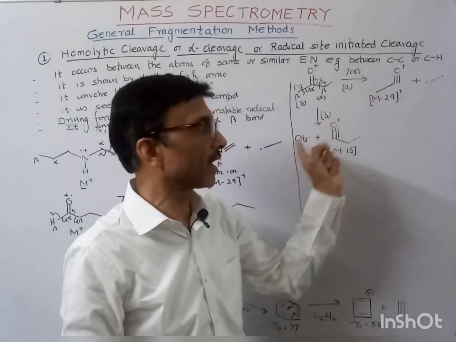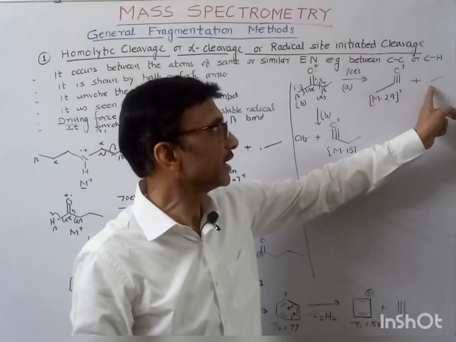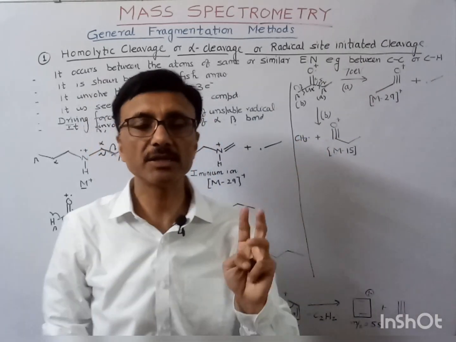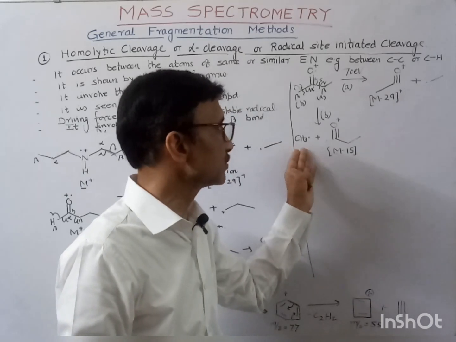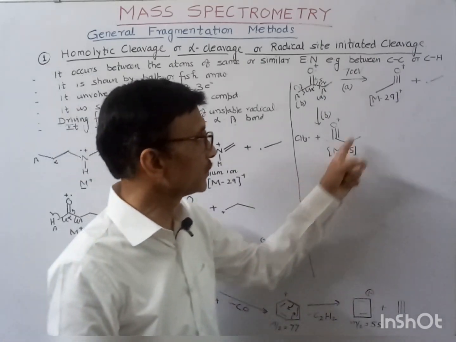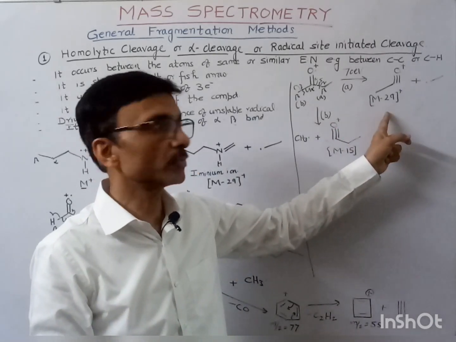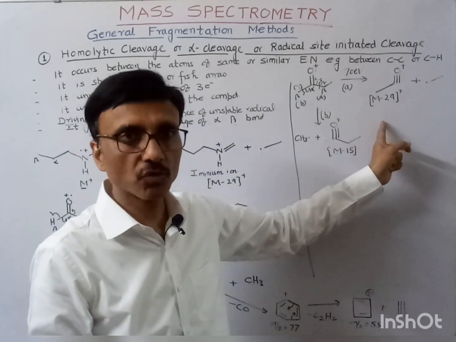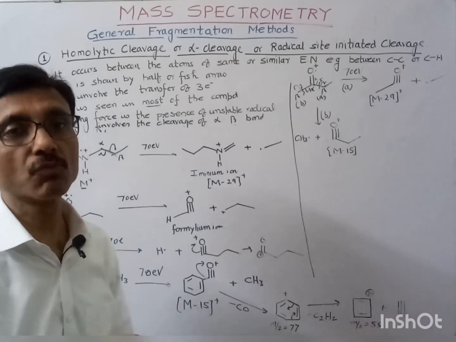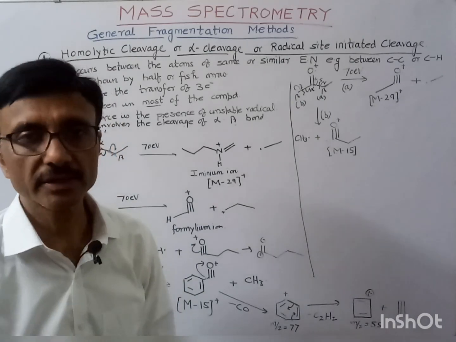Out of these two paths, which is more favorable? No doubt this path is more favorable, because removal of the ethyl radical is more favorable and removal of the methyl radical is less favorable. The methyl radical is quite unstable in comparison. So the M minus 29 peak will be more intense and the M minus 15 peak less intense. We will discuss the intensity of peaks more when we discuss the fragmentation of different functional groups.